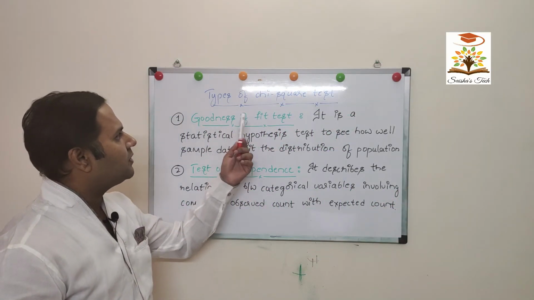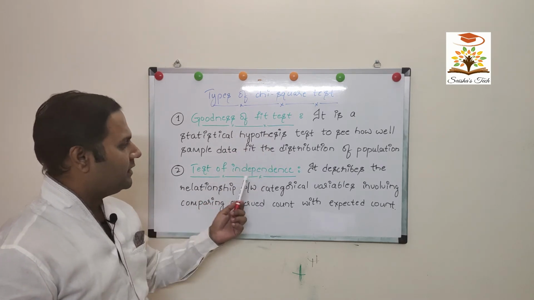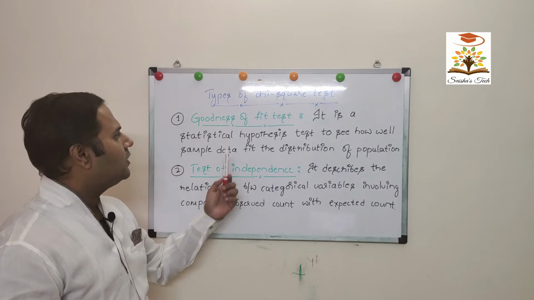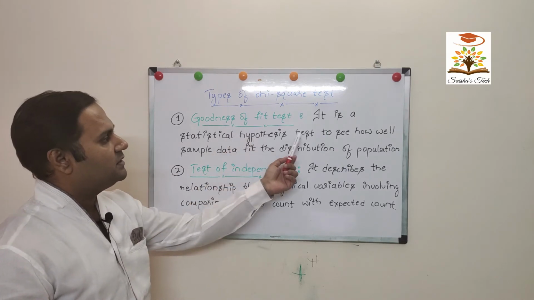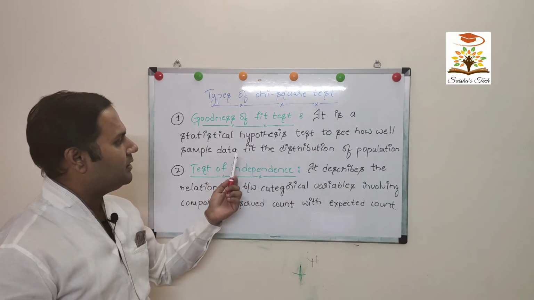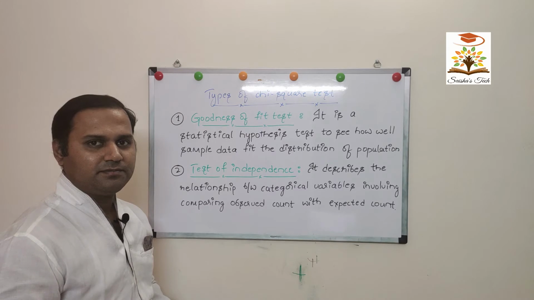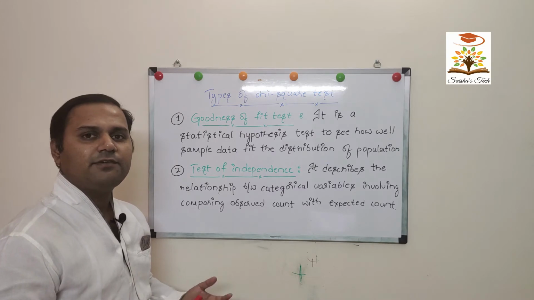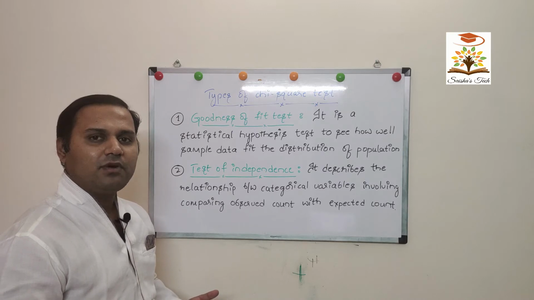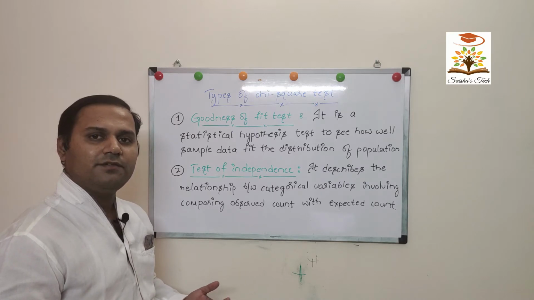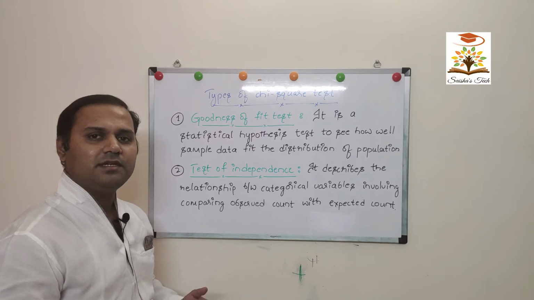There are two types of chi-square test: goodness of fit test and test of independence. Goodness of fit test is a statistical hypothesis test which sees how well the sample data fits the distribution of the population. For example, if I have a coin in my hand, then I would compare that coin with the theoretical fair coin. This is how goodness of fit test helps us in comparing.